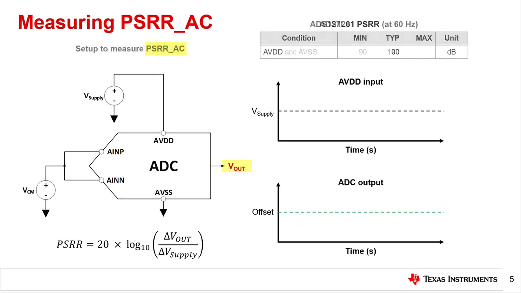The measurement setup for PSRR AC is very similar to PSRR DC, where the ADC inputs are shorted together and then biased to a mid-supply common mode voltage.